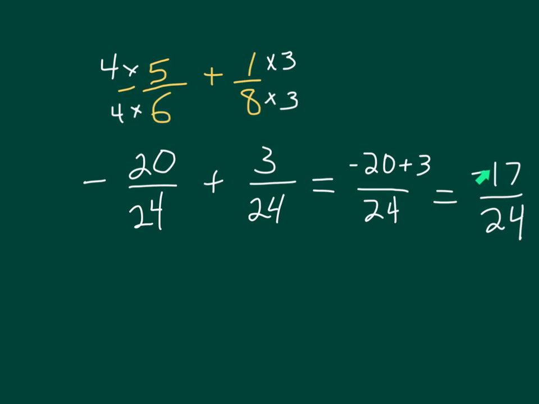And 17 is a prime number. That means only 1 and 17 go into that. So I know that this is in simplest form because I know 17 does not go into 24.